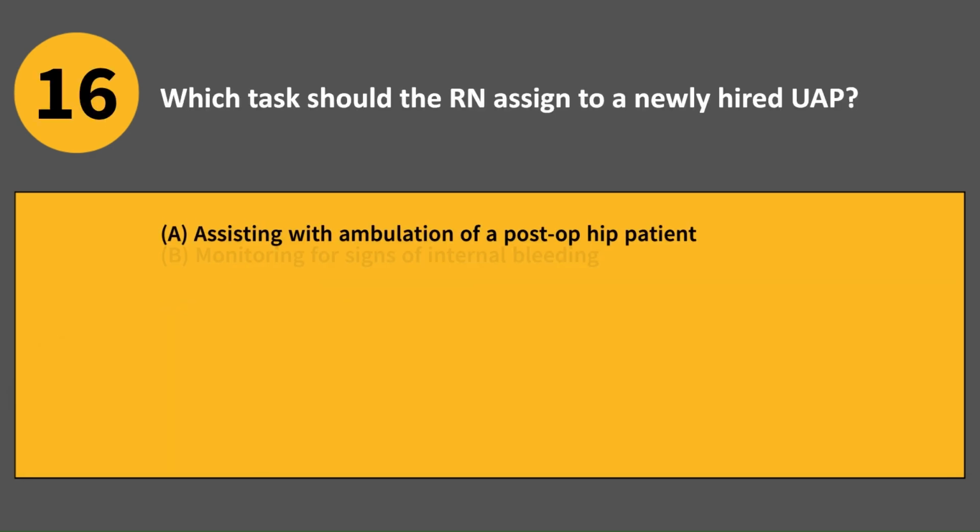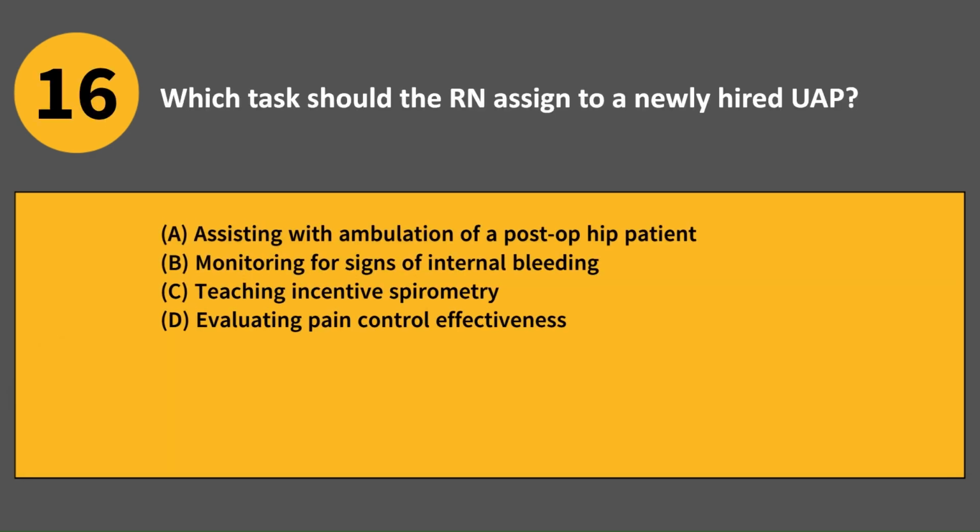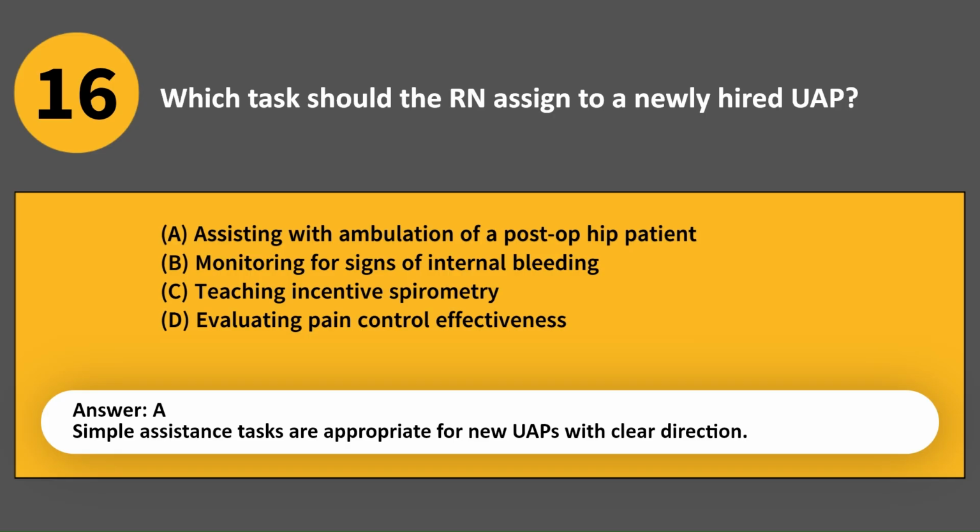Which task should the RN assign to a newly hired UAP? A. Assisting with ambulation of a post-op hip patient. B. Monitoring for signs of internal bleeding. C. Teaching incentive spirometry. D. Evaluating pain control effectiveness. Answer: A. Simple assistance tasks are appropriate for new UAPs with clear direction.